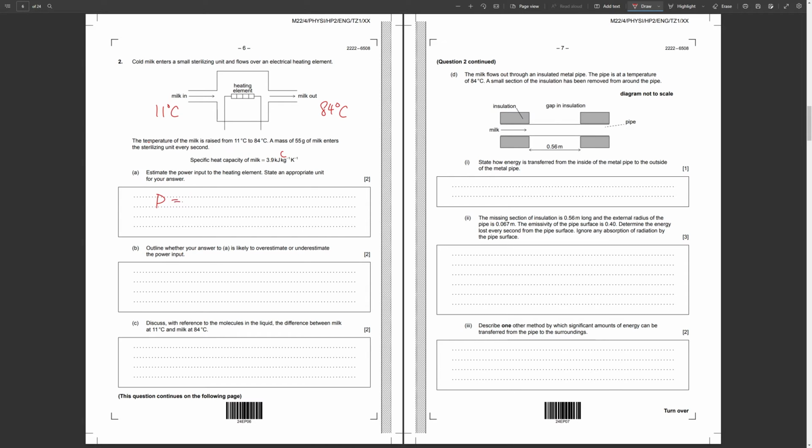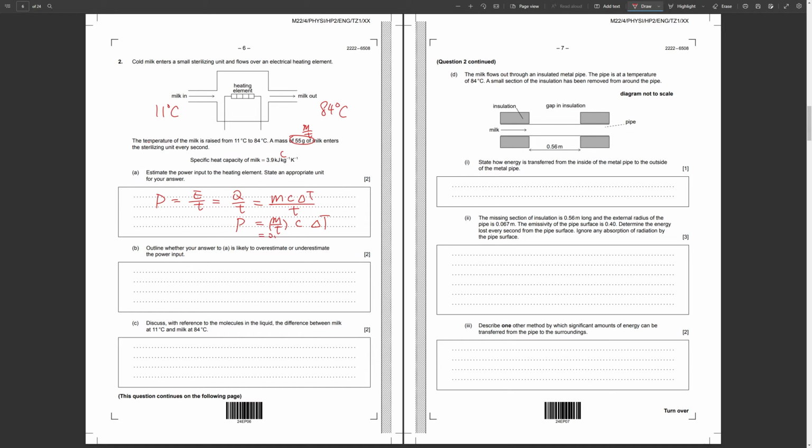Our target is to get the power input to the heating elements. Power is defined as the energy transfer over time. In this case, it is the thermal energy transfer over time, which is mc delta T over time. Let's rearrange it to make it m over t in one single fraction followed by c delta T. The reason is m over t is actually 55 grams per second.